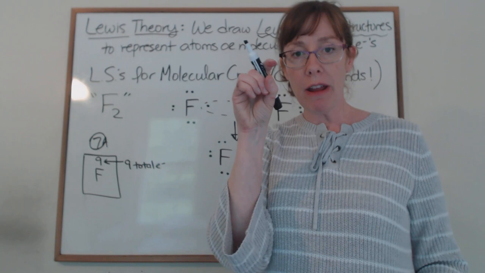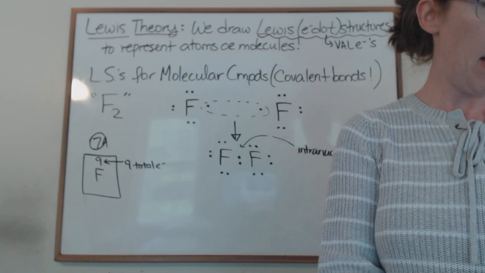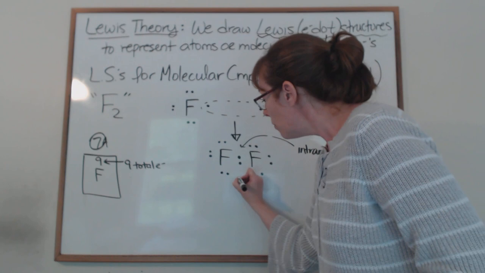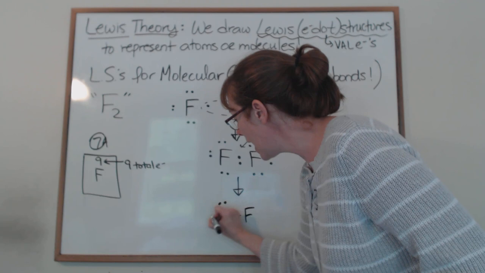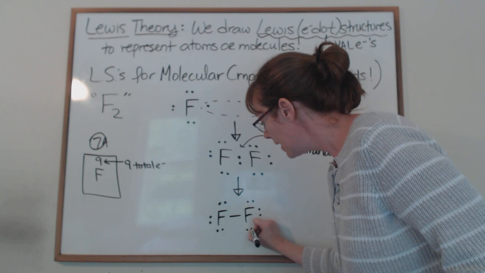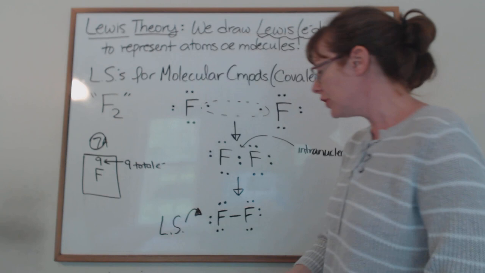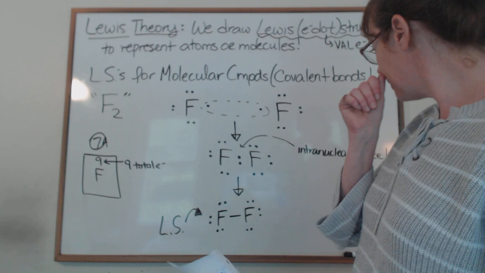Now, here's the thing about the shared electrons. Well, there are several things. More often than not, and in fact, this is not really how most grown-up chemists would do it, the shared electrons are represented with a dash. So if I was to ask you to draw the Lewis structure for F2, that's really what I'm looking for. That guy. The shared electrons are represented with a dash. So that's the first thing.